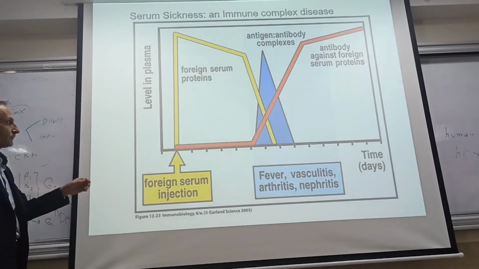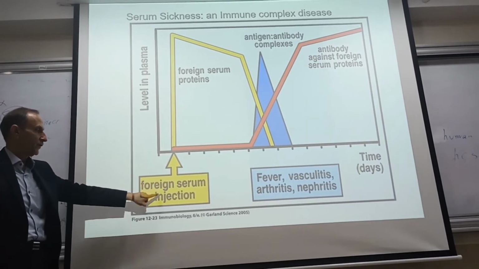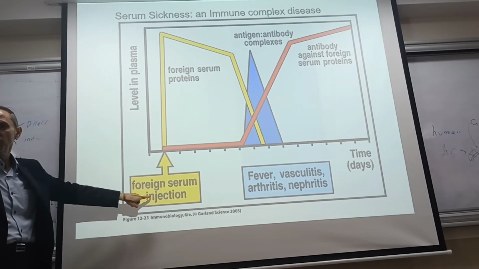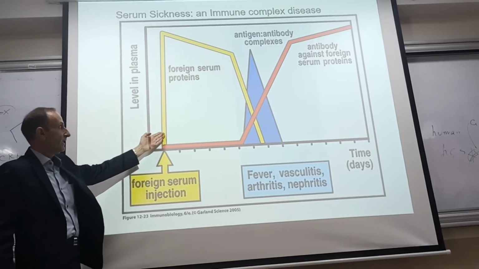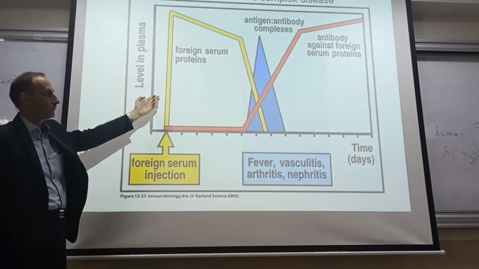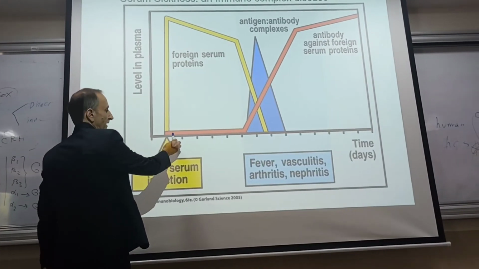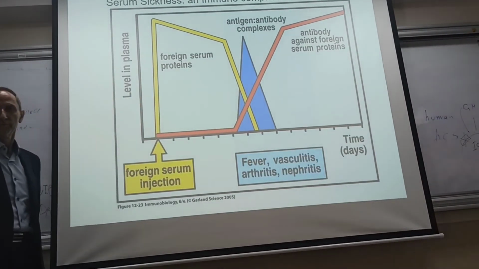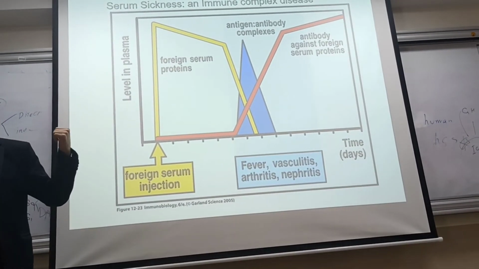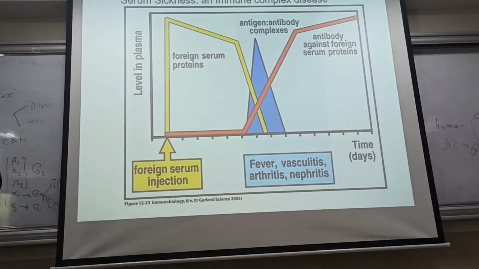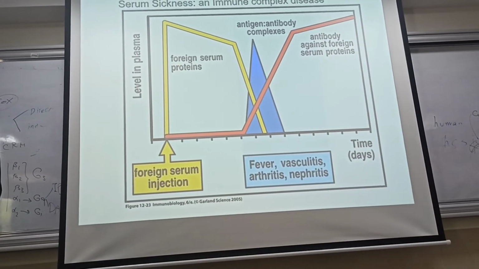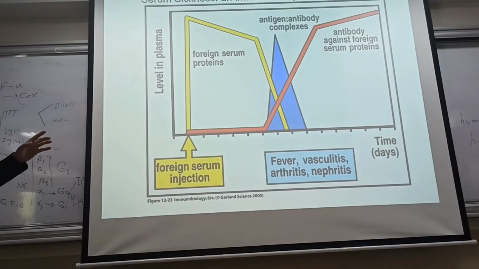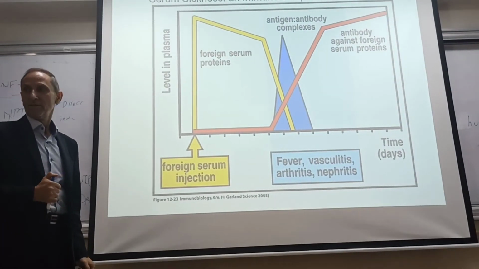What happens here? Suppose that we have used a foreign protein, foreign serum, and we have injected it into a human. Then we have antigen. Here you see that little by little antibody is produced against the foreign protein. Antibodies may be IgG or IgM, like type 2. But here we have another feature.